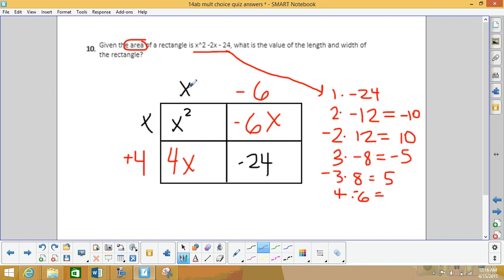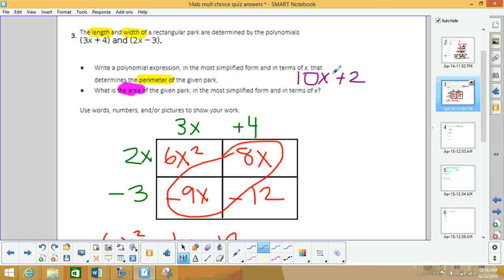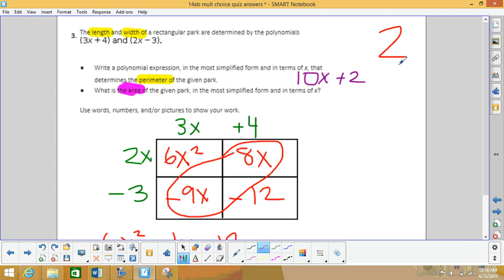So, the lengths and the widths: x minus 6 and x plus 4. You could have put these and swapped them out. Either way would have been fine. So that was question number 10. 10 was worth 5 points. Number 3 was worth 2 points, and everything else was worth 1 point. So that's for a total of 15. So that is the quiz.